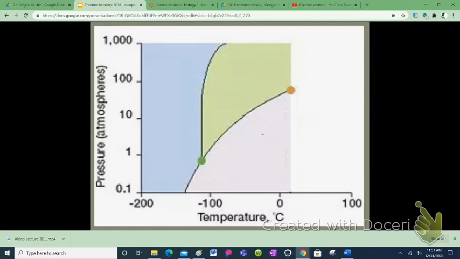just for practice's sake. Let's just say I'm at 10 atmospheres, and I change my temperature from 0 to negative 75. Right here. What state am I going from? Well, I'm going from 0, which is the gaseous state, into the green lane, which is the liquid state. So I'm going from a gas to a liquid.